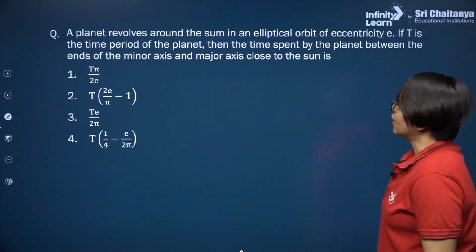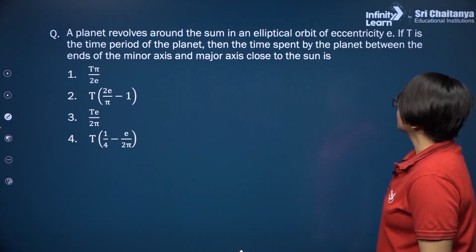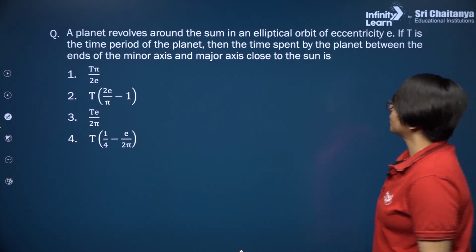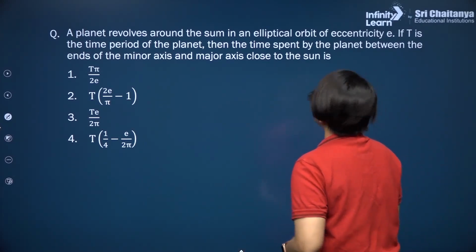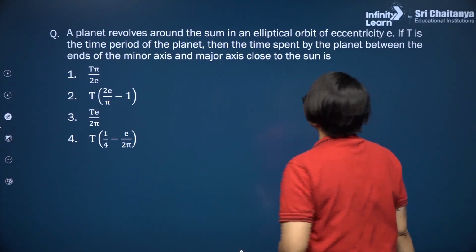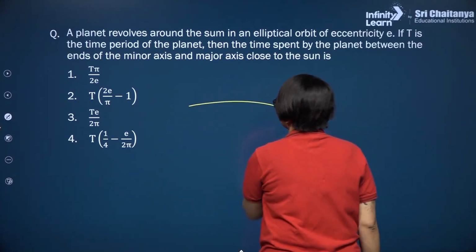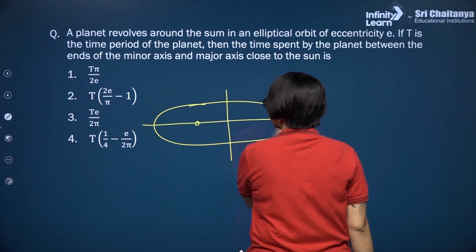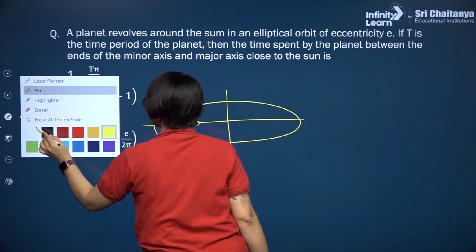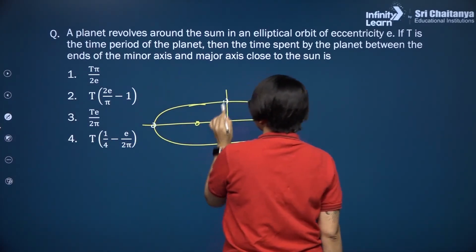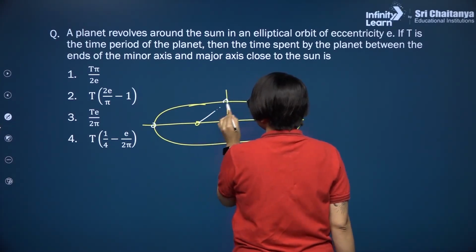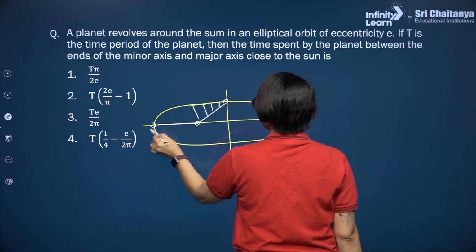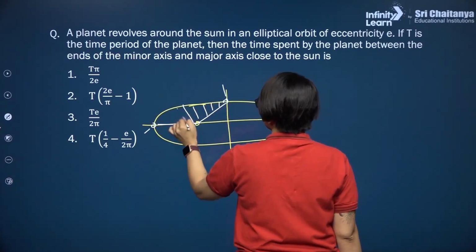Next is this one. A planet revolves around the sun in an elliptical orbit of eccentricity E. If T is the time period of the planet, then the time spent by the planet between the ends of the minor axis and the major axis close to the sun is. So this is the location of the planet and these are the points which are closest to the sun on minor and major axis. So basically we need to find the time spent from this point to this point.